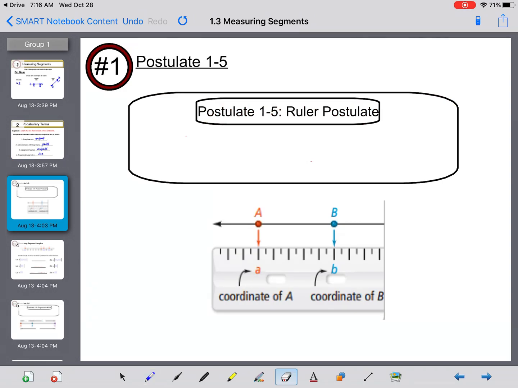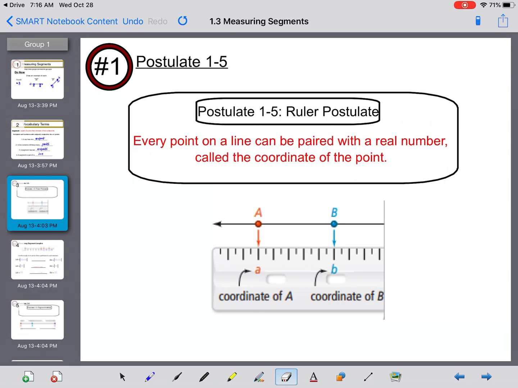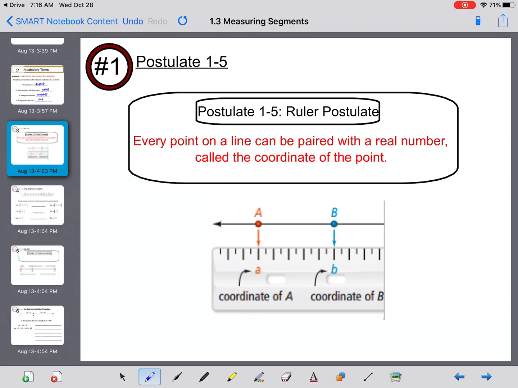Postulate 1-5, the ruler postulate. Every point on a line can be paired with a real number. That is called the coordinate of the point. Postulate 1-5, the ruler postulate.